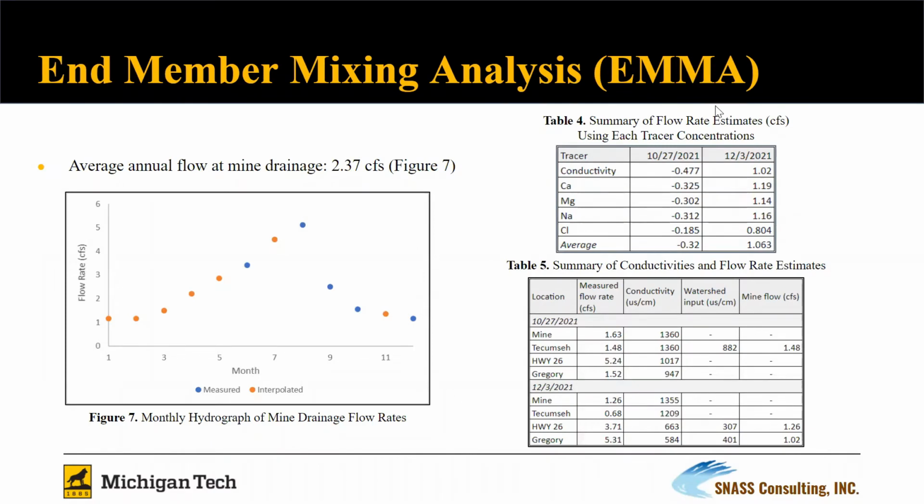So our resulting flow rates were 1.48 cubic feet per second, 1.26, and 1.02 between October 27th and December 3rd. And then we also created a monthly hydrograph of the mine drainage, and this produced an average annual flow rate at the mine drainage of 2.37 cubic feet per second.